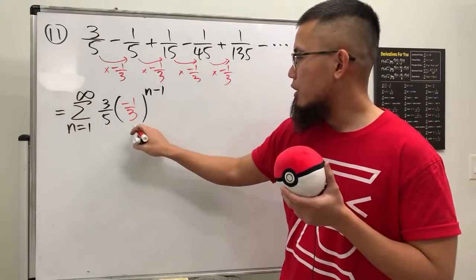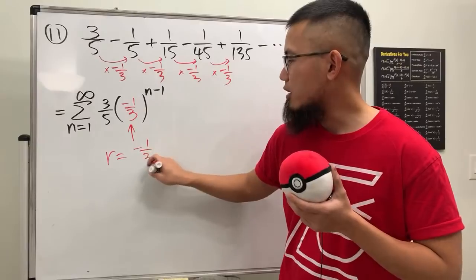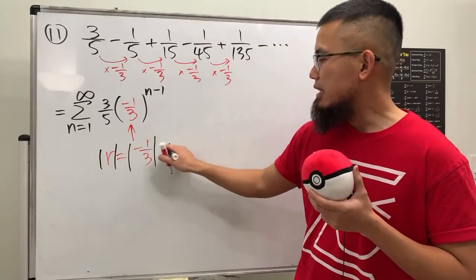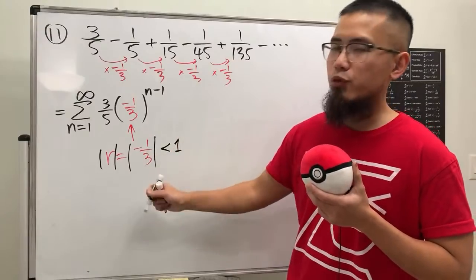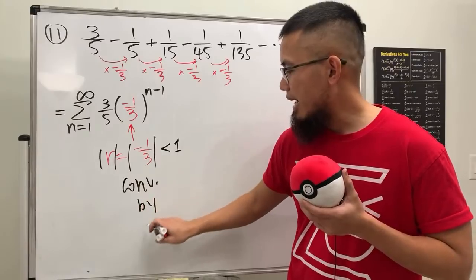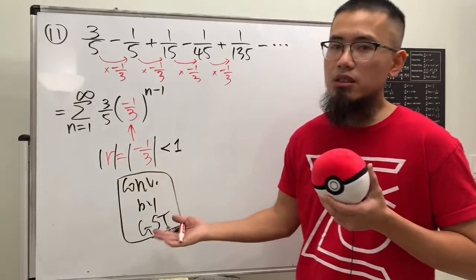Well, right here, you can see r is equal to negative 1/3, but the absolute value of r, which is 1/3, is less than 1, so therefore we know this right here converges by the geometric series test, right? So technically we are done.